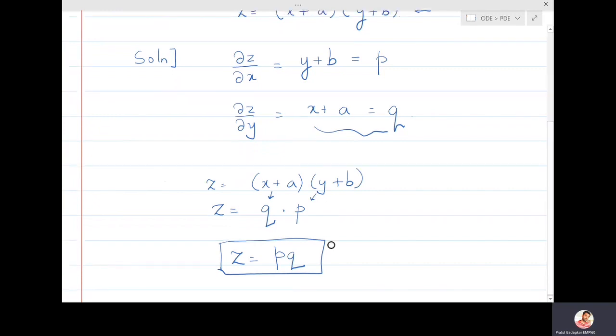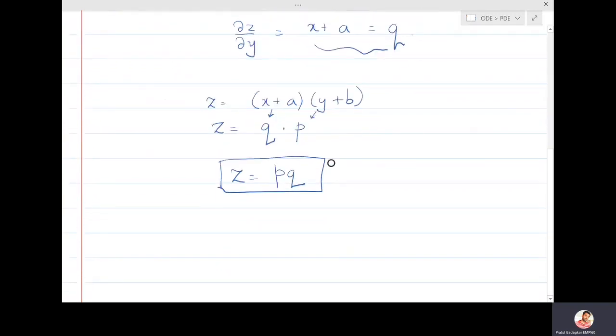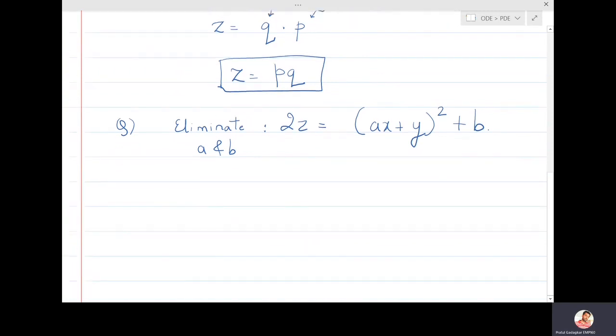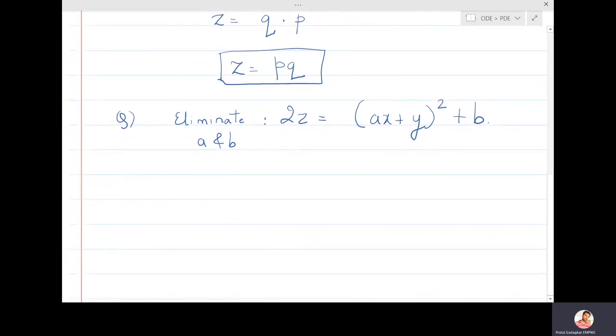So let us take the question: eliminate a and b from 2z equal to (ax plus y) whole square plus b, for the given surface. Now what does this surface look like? The solution is very easy, but let's take a geometrical view quickly.